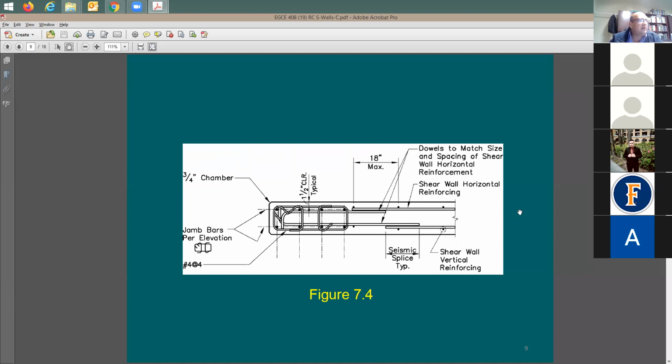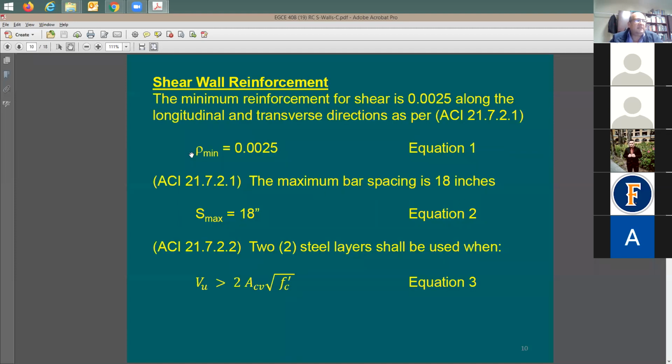It's okay. Now I have an idea about the wall, how it's going to be detailed. Now it says here, rho minimum is going to be equal to how much? 0.0025. This is going to be the conclusion out of this ACI document. Maximum spacing, this is the maximum spacing that we were just talking about, right, Ramin? Maximum spacing is going to be 18 inch.